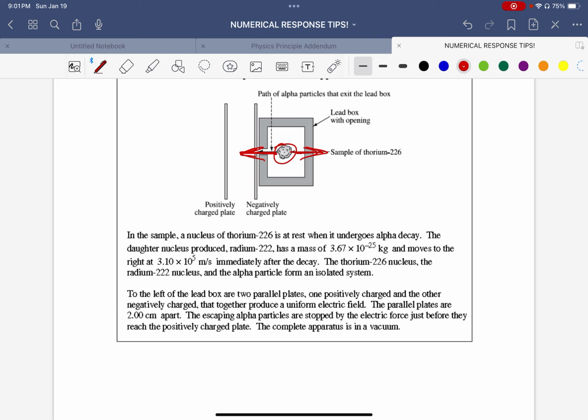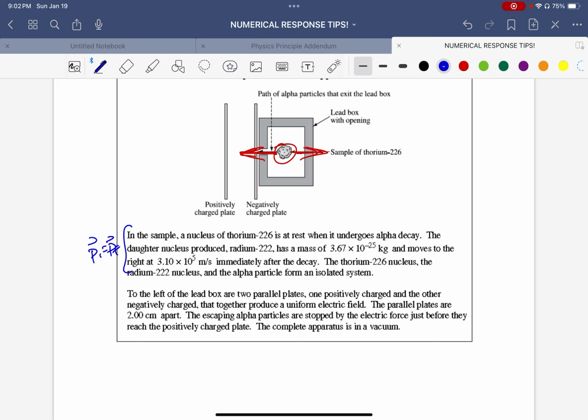Now, this looks like a situation where it's almost like a person standing on ice with a ball. The person throws the ball, the ball goes one way, the person goes the other way. We analyze that situation using Pi equals Pf. Why would we not do that here? This is the same thing, right? The nucleus splits into two things, the daughter nucleus, radium-222, and the alpha particle, just like the person-ball combination splits apart into the ball going one way and the person going the other way. So we know now how we're going to analyze this lead box situation.